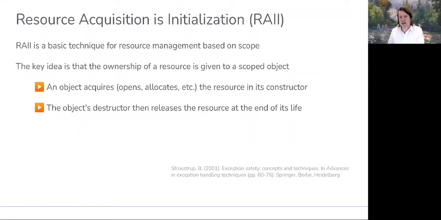RAII is a basic technique for resource management based on scope. And the key idea is that the ownership of a resource is given to a scoped object. So what we're going to see here, and this is going to be the mantra of the unique pointer that we're going to talk about in more detail in the remainder of this lesson, is that we're associating ownership of some sort of resource with a particular object.